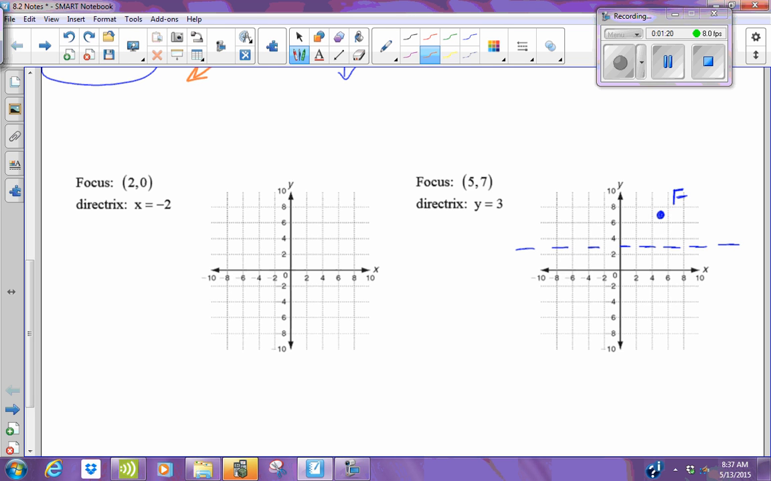Okay. Now, if you have a focus and you have a directrix, what's the most important thing that you actually need, though? The vertex. Okay, so the vertex falls in between the focus and the directrix. Your vertex will fall directly in between there, right? So if this is 3 and this is 7, then the middle of that would be 5, but it has to fall on the same x value. So your vertex is at 5, 5.